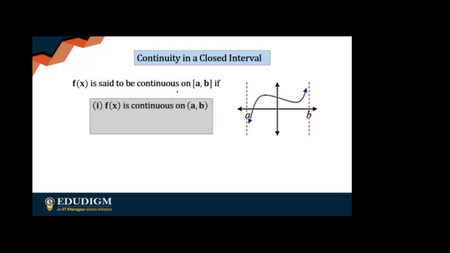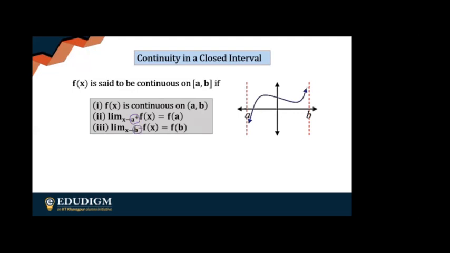So first things first, you just consider the corresponding open interval, all right? This should be continuous on that open interval. And apart from that, since we are also talking about the extremities in the closed interval, this should hold for A as well as B. But notice one thing, we have taken A plus and B minus, okay?